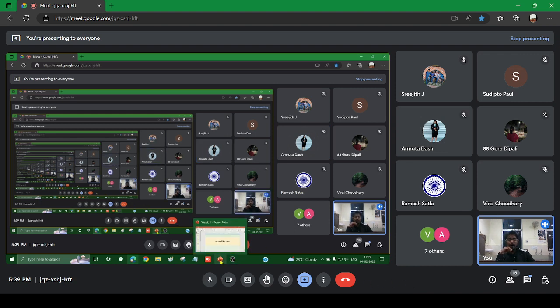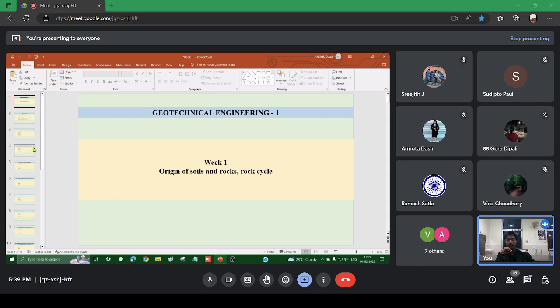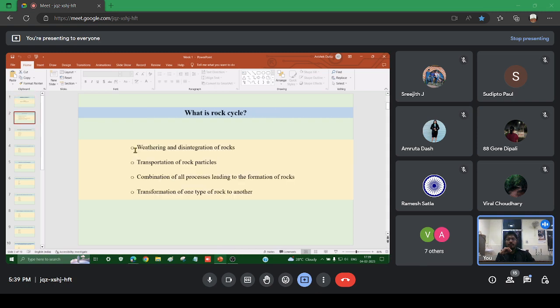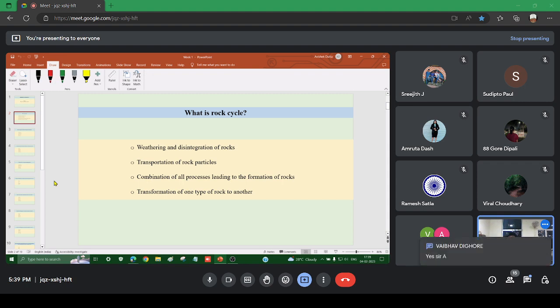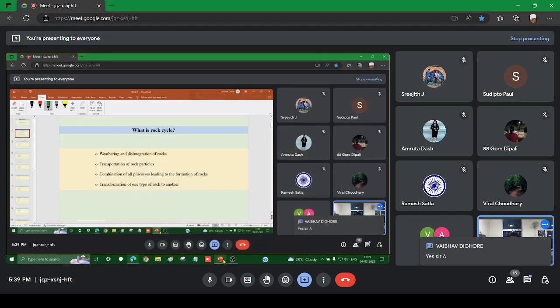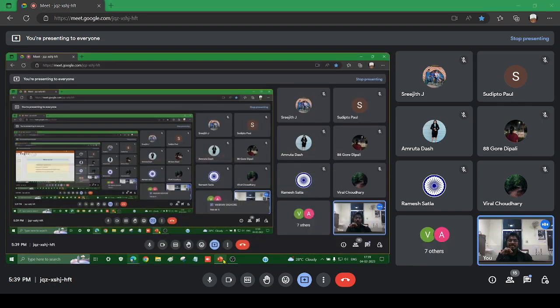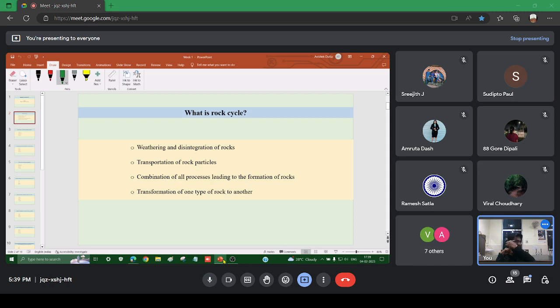Those who have joined late can now write the first question and also the answers. If they know, they can write, we'll be discussing anyway. The first question was, what is rock cycle? You had 4 options. Anyone can tell me the answer? Don't write on the chat box. Just unmute yourself and tell the answer.